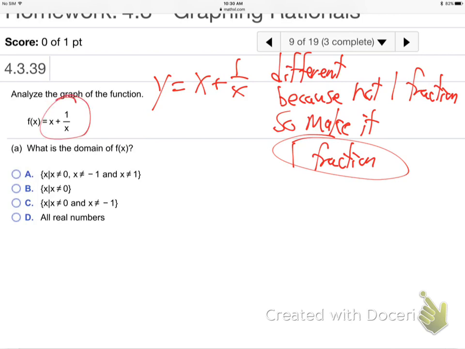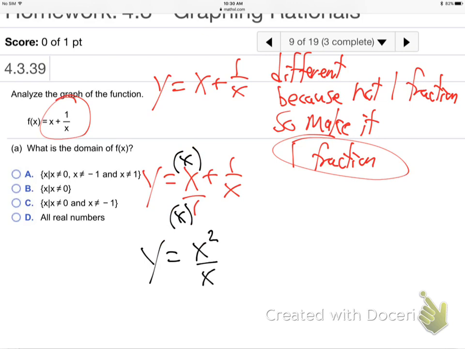So when you see this, you go, oh no, before I do any of my vertical, horizontal stuff, I have to put them together and make them one fraction. So how do you do that? We have x plus 1 over x. Well, anytime a whole number or a whole letter is interacting with a fraction, you put it over 1, make it look like a fraction. Now, how am I going to combine those into one fraction? Common denominator, top and bottom by x. So this will become x squared over x plus 1 over x, which is x squared plus 1 over x. Did you track with all that? I made it into one fraction.